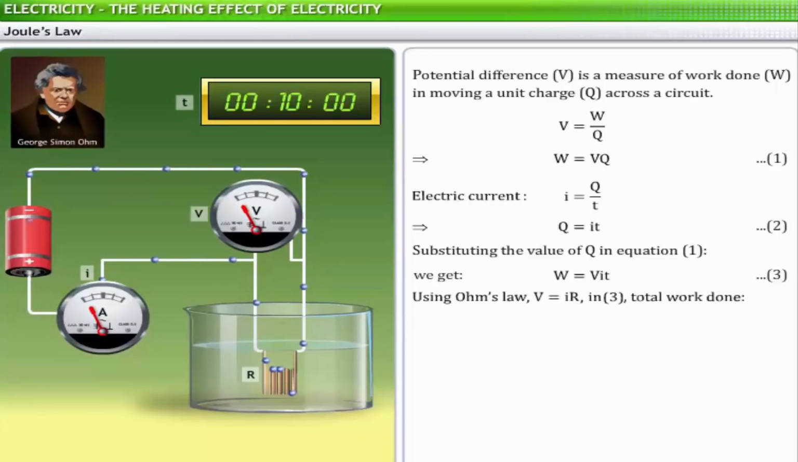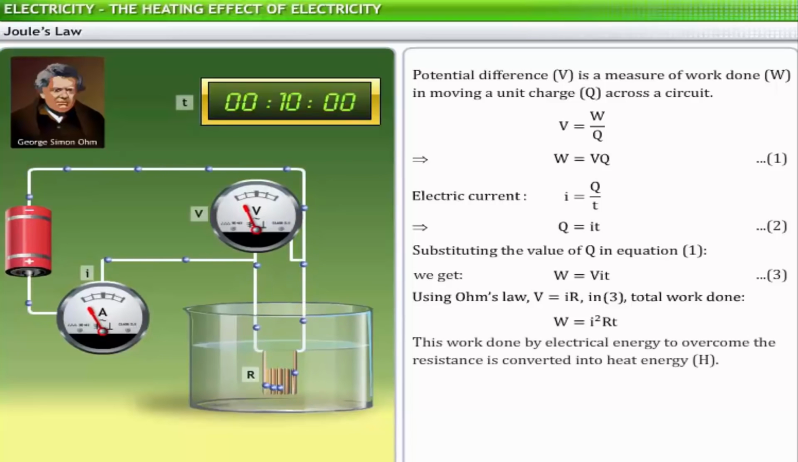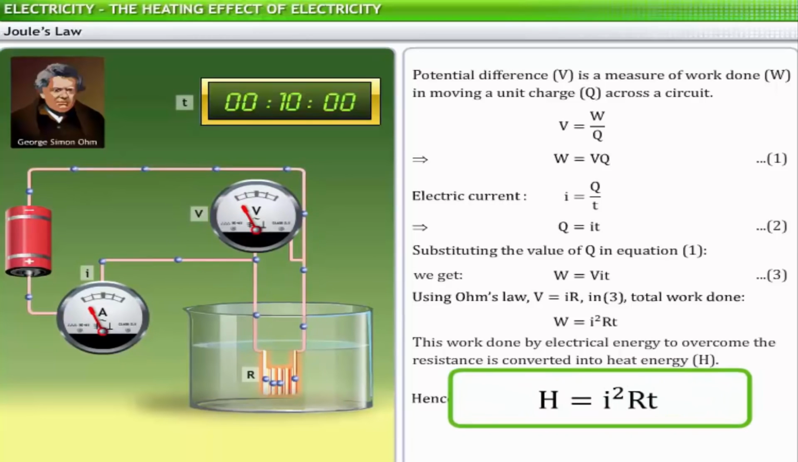Now let's use Ohm's law, V is equal to IR, in expression 3 to get the formula for the total work done by electric current. The total work done by electric current, W, is equal to I squared RT. This work done by electric current to overcome the resistance of a conductor is converted into heat energy, which is represented by H. Hence, H is equal to I squared RT.